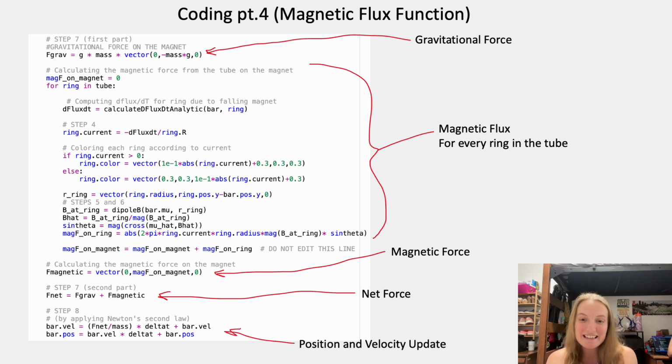Alrighty, and then the last thing that I had to do was just put everything together, like the free body diagram, where I accounted for the gravitational force pointing downwards, then the magnetic flux for every single ring in the tube, making sure that the magnetic field was calculated per the change in area, and then calculating the magnetic force and the net force of the gravitational and magnetic force added together. Because this is a loop function, I had to do a position and velocity update for every single ring as it was falling down.